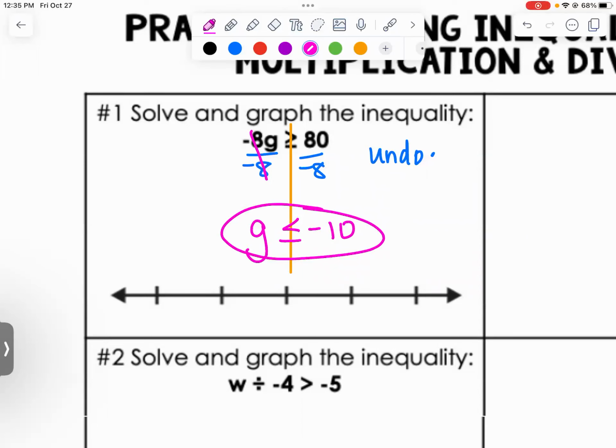Okay, so please look at your answer. It should be g is less than or equal to negative 10. You should have a closed circle at negative 10, and we're going to go to the left. Does yours match mine? If not, fix it. Okay, does yours match? Awesome. Make sure it's a closed circle since there's the line.